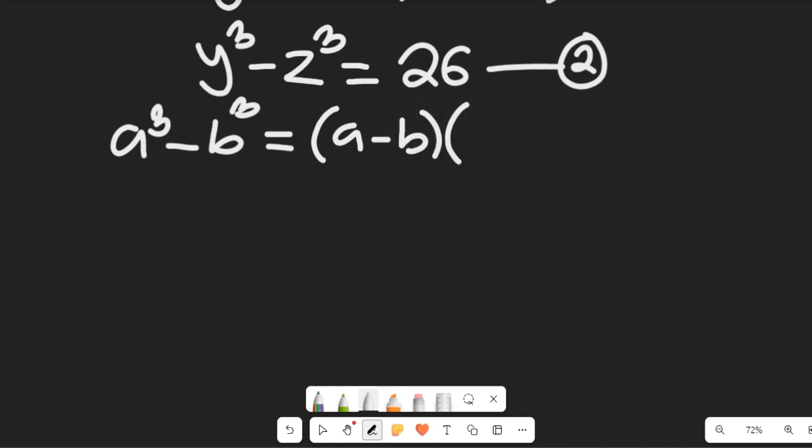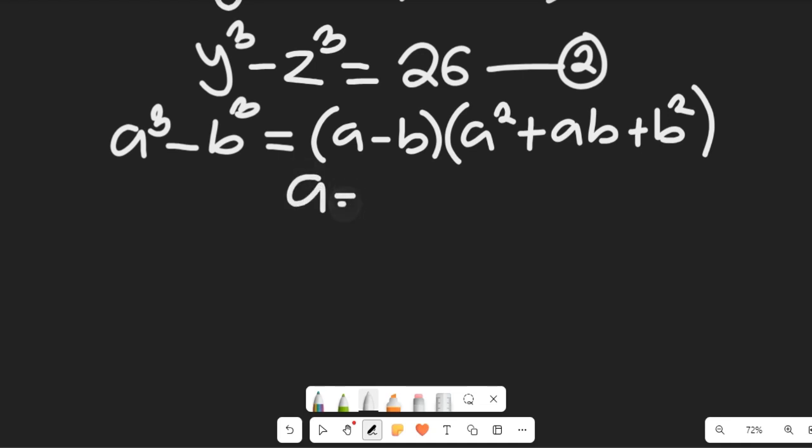Multiply by a square, plus the first and second, ab, and then we'll have plus the second square. So if you have that expression, from that expression you should see that your a is equal to y and your b is equal to z. Now if we look at those expressions very well, we'll come to simplify.